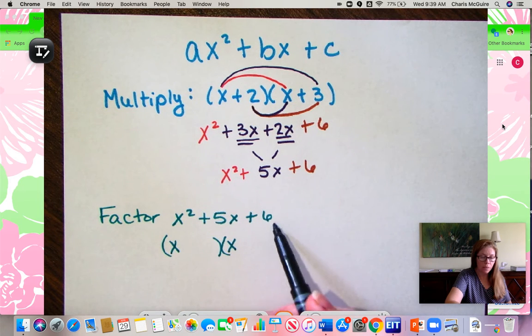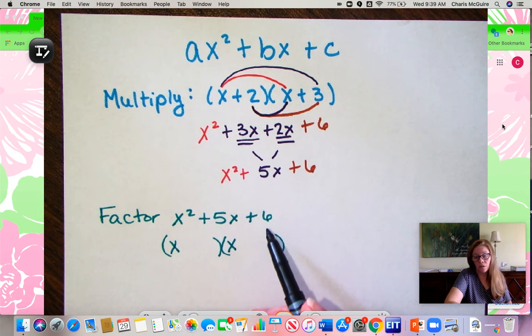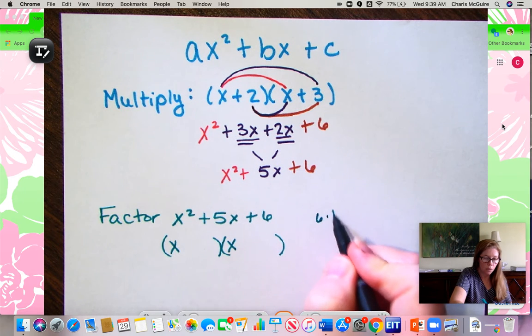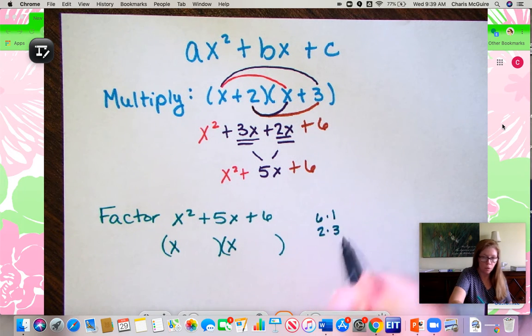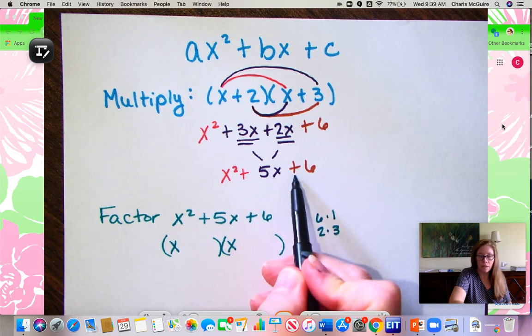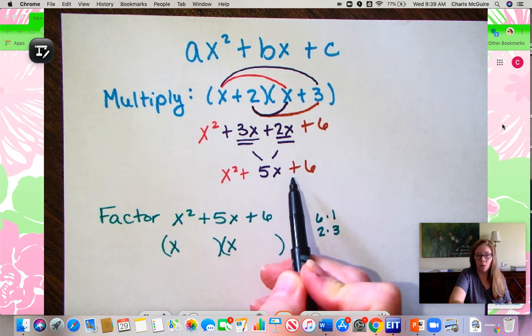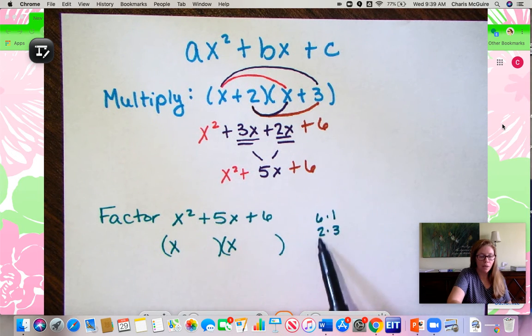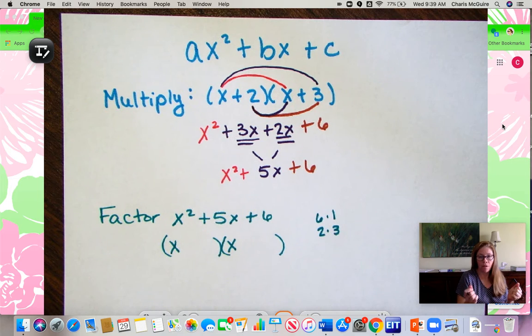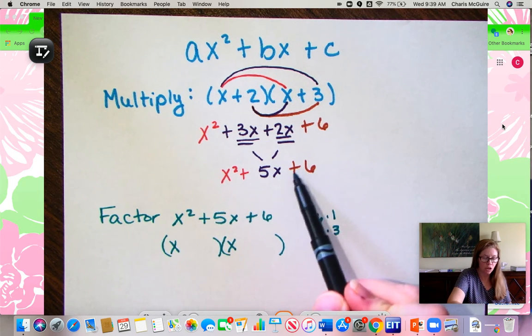The last term is a 6, and I want you to think of the factors of 6. There's a couple of different ways. You could do 6 times 1 or 2 times 3. Now, in this problem, this is an addition sign, and this is something we're going to work on a little bit. But if this is an addition sign, that means that we are going to combine these. Sometimes with addition and sometimes they're both going to be negative, but they're going to go together to make a bigger value because this is addition.